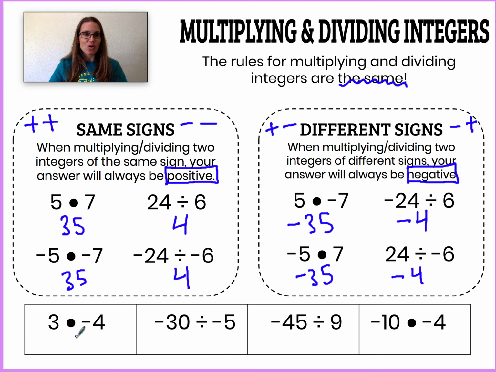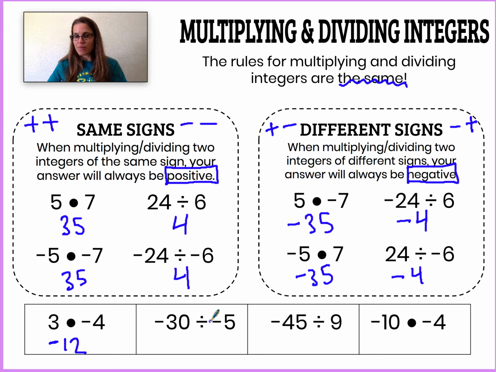3 times negative 4. Think in your head what the answer is and see if it matches what I say. 3 times negative 4. Whatever case we're looking at, 3 times 4 is always 12. We determine the sign of our final answer by looking at the sign of the original numbers. Positive times negative is the different sign case. That means my final answer is negative 12.